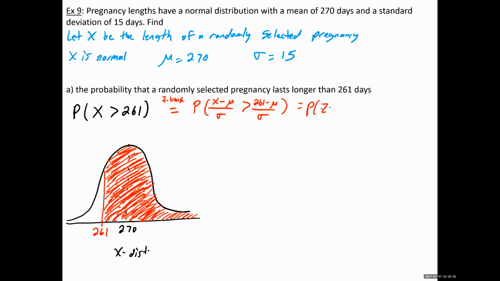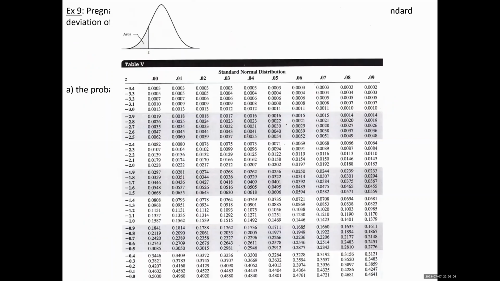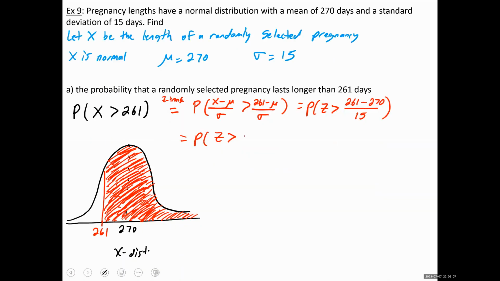So it's going to be probability Z greater than. Now this side, I'm going to plug in the numbers because I already have a number there, 261. I'm going to plug in the numbers for mu, 270, and the number for sigma, 15. And we'll calculate that number. And again, when you calculate it, you have to round to 2 digits after the decimal. The answer is negative 0.6. I'm going to write negative 0.60. You could just write negative 0.6, but I'm writing negative 0.60 to remind you that you always want to round a number inside the Z parentheses to 2 digits after the decimal.